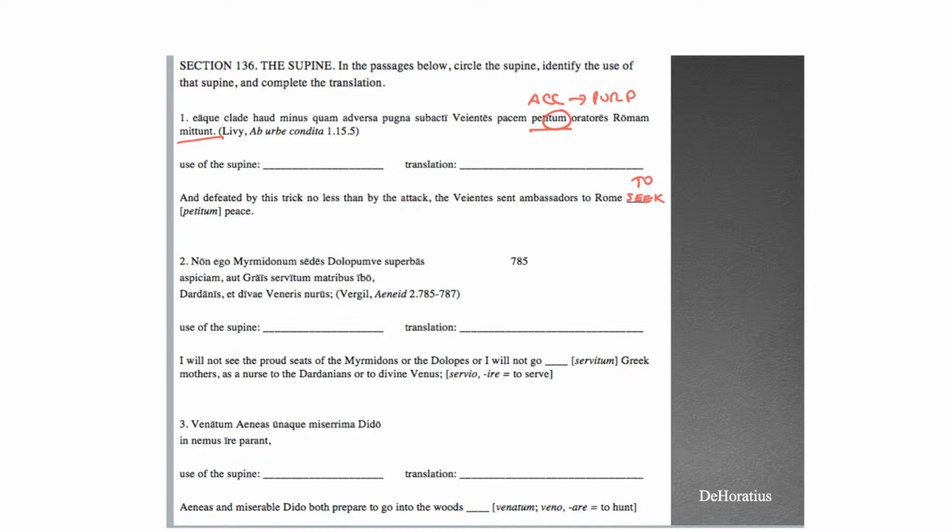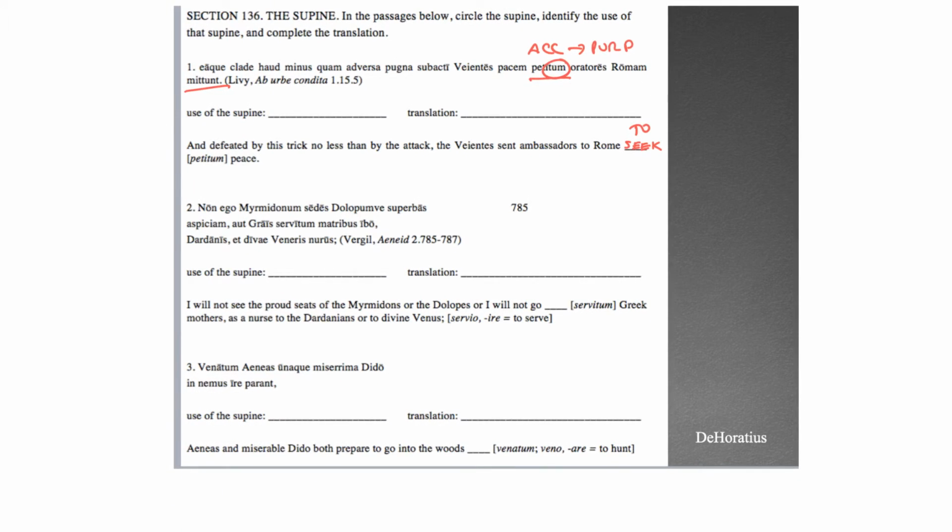Venatum Aeneas unaque miserrima Dido. Oh, sorry, there's another line. My fault. In nemos ira parant. All right. So again, here's my supine. All right, that's the accusative. Here's my verb of motion. All right, so purpose.